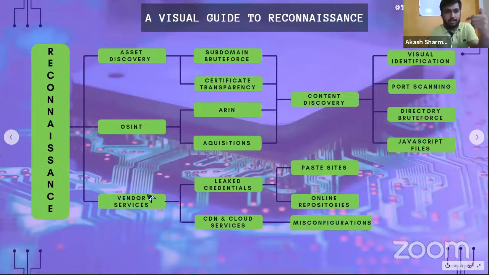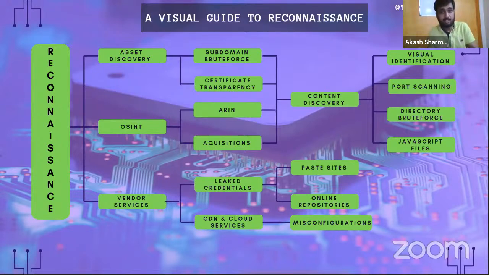Next that we are covering is vendor services, right? We have already seen a lot of other stuff. We have seen leaked credentials. We have seen cloud services. Pastebin sites can be there. If you are aware of Pastebin, it's a very good utility, and a lot of hackers can literally find zero days using Pastebin.